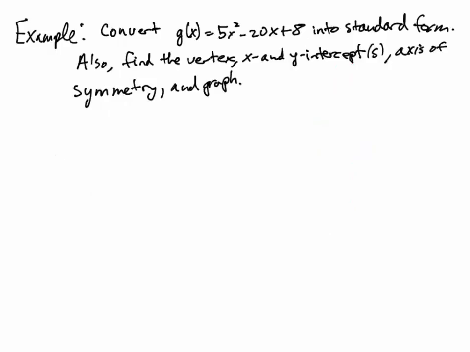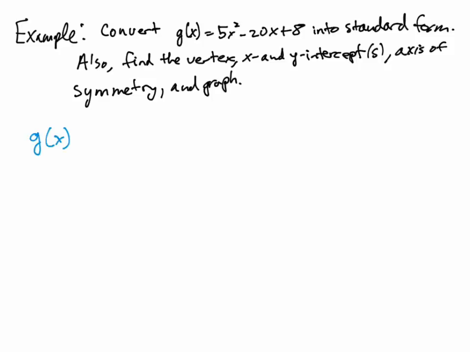For this example, we need to convert g(x) = 5x² - 20x + 8 into standard form. Also find the vertex, x and y intercepts, axis of symmetry, and graph. Now I'm not going to go through all of this in the video, but I will get it started.